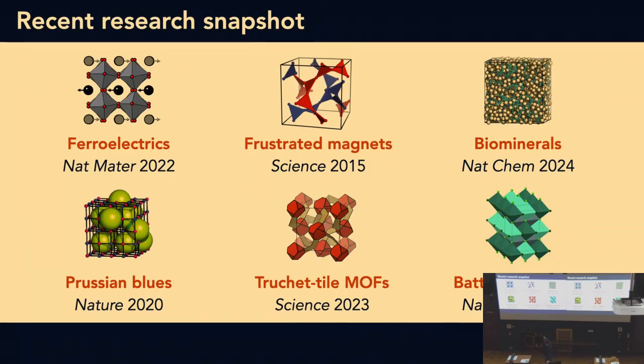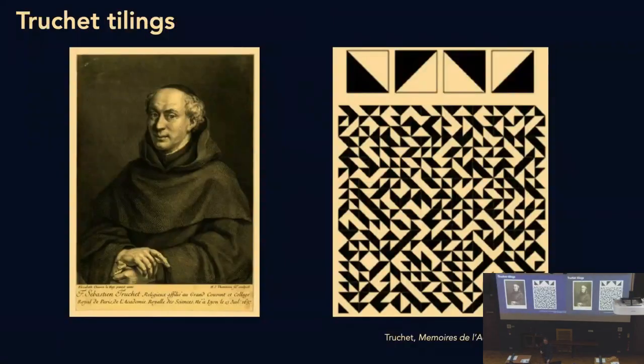Now, the chemistry is going to be metal-organic framework chemistry, and we've already touched on that. But maybe you haven't come across Truchet before, and if you haven't, let me just tell you a little bit about a Truchet tiling. They're named after this chap, Sébastien Truchet, and he was a monk in France in the 18th century. He was actually the chief scientific advisor to Louis XIV.